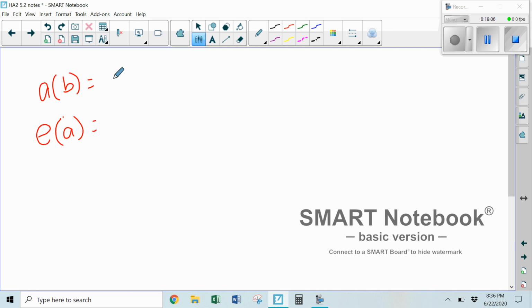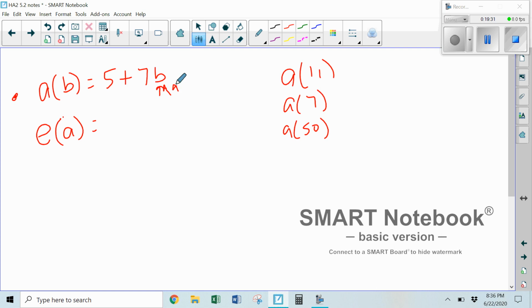Let's say that this function is linear. So let's say it's 5 plus 7b. Now, if I ask you to find A of 11 or A of 7 or A of 50, can we all do that? Yes, we can take this A function and we can plug in 11 here, or 7 or 50. We can plug in anything we want.